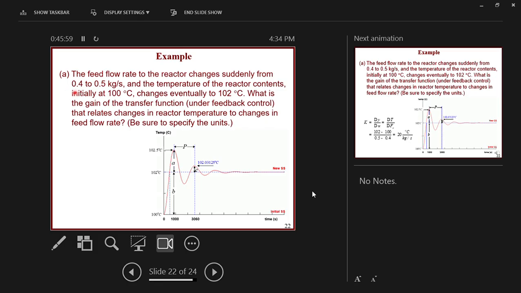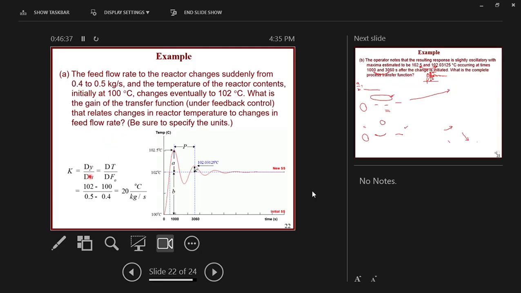Here it says that the input to the process changed from 0.4 to 0.5. So this is the input change. And this is the output of the process, it changed from 100 to 102. This is the steady state value. So K, which is the process gain, is defined as the change of the output, this is the change of the output, 102 minus 100, divided by the change in the input. And the change in the input is this. So we can calculate K easily now.